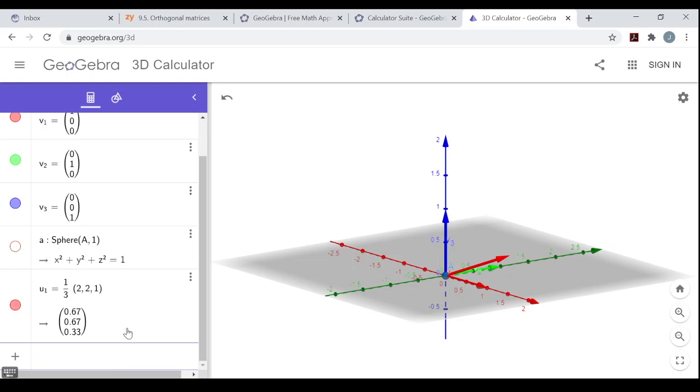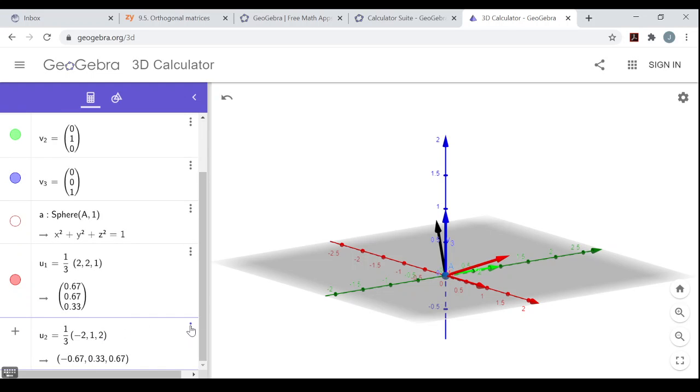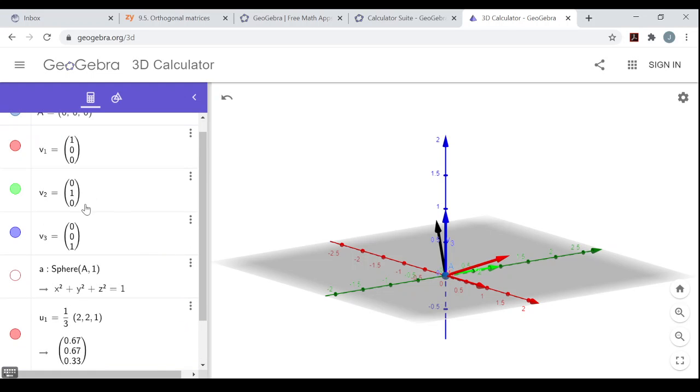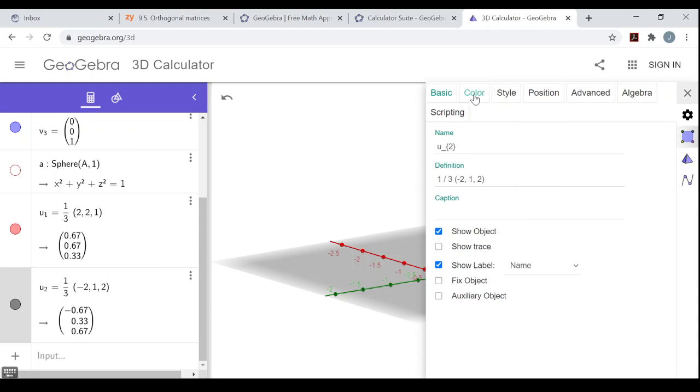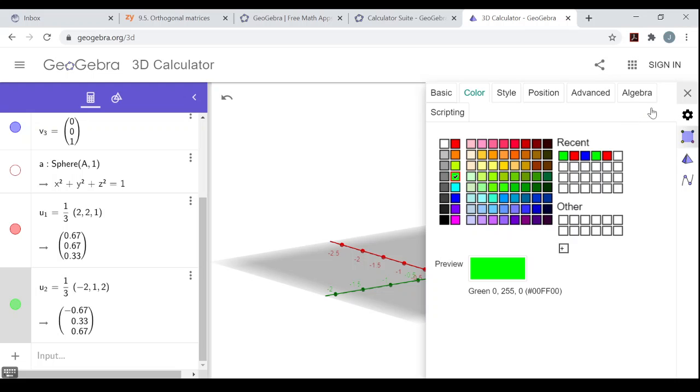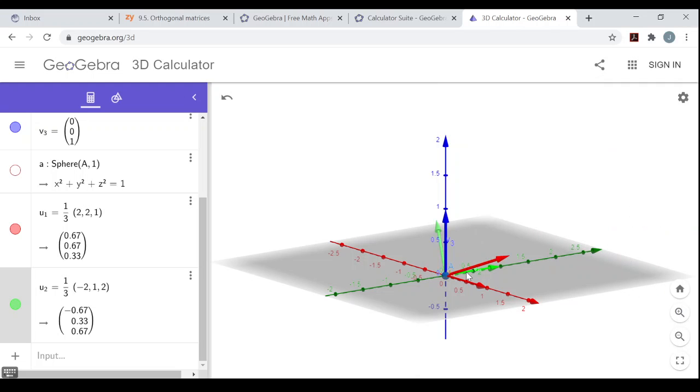Then U2, the second column of matrix A, was -2/3, 1/3, 2/3. So that's 1/3 times the vector -2, 1, 2. And again, I'll color this green, because this is where the vector 0, 1, 0 would map. So I'm going to color this green. This is where the green vector would map to. So the red maps here, and 0, 1, 0 maps there.